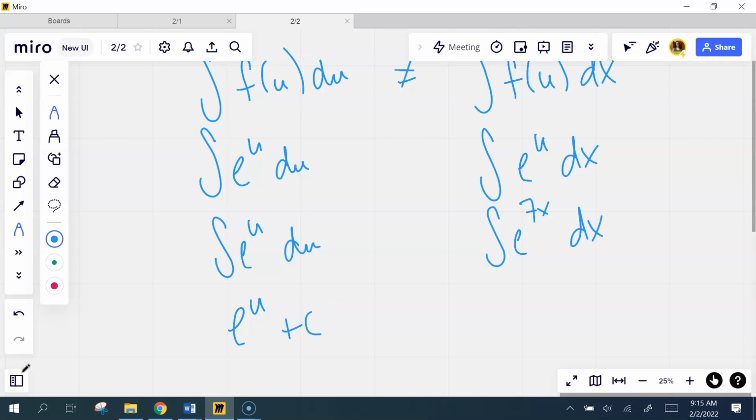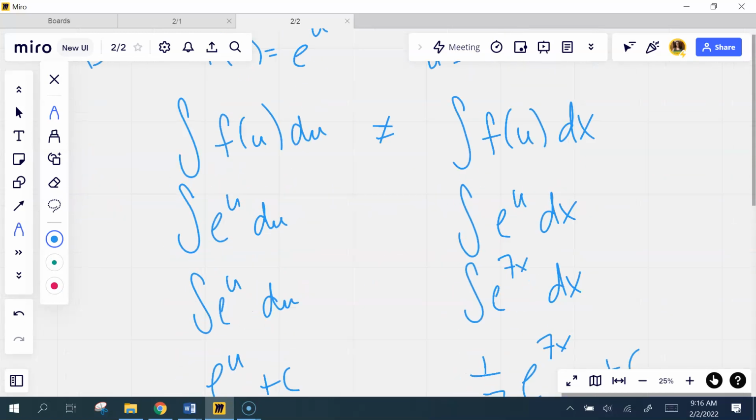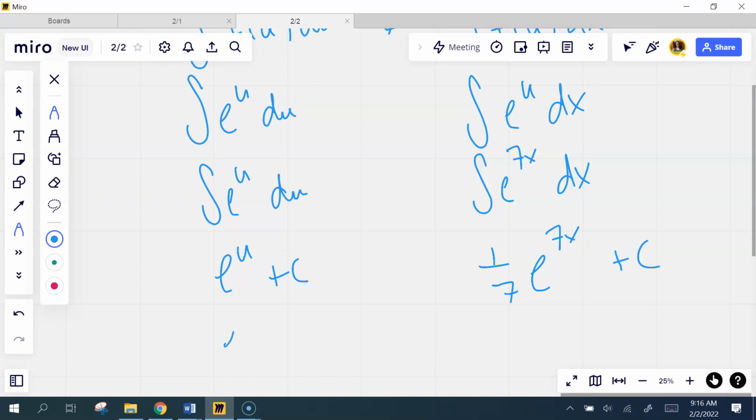What's the antiderivative of e to the 7x? But you got to think about chain rule, right? 1 over 7 e to the 7x. U again was 7x. So, ooh, this one's a lot closer, but it still doesn't work.